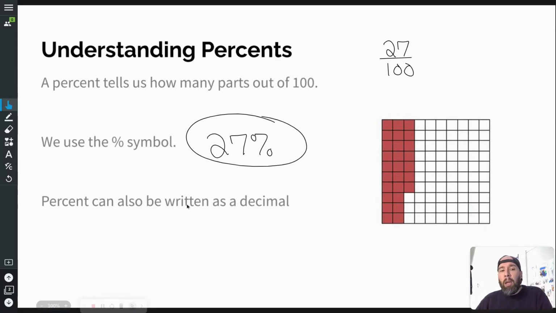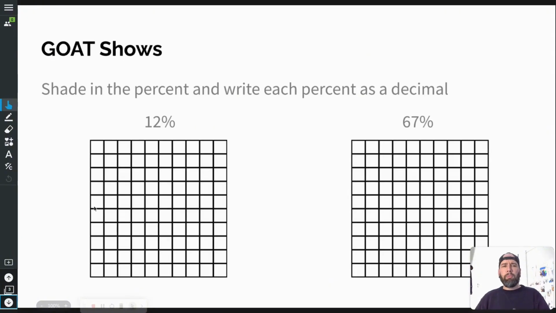Now, percents can be written as a decimal. Look, I just wrote it out as a fraction. The way we read this fraction is 27 out of 100, or 27 hundredths. So the way we write this as a decimal is 0.27. Pretty simple stuff.